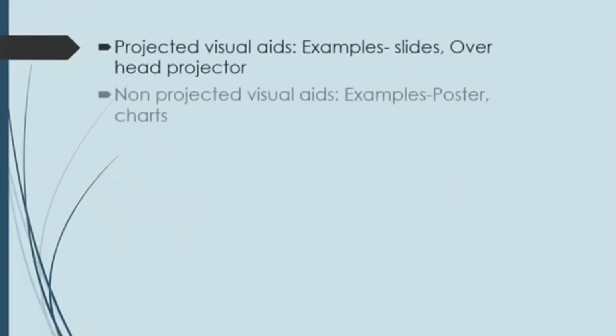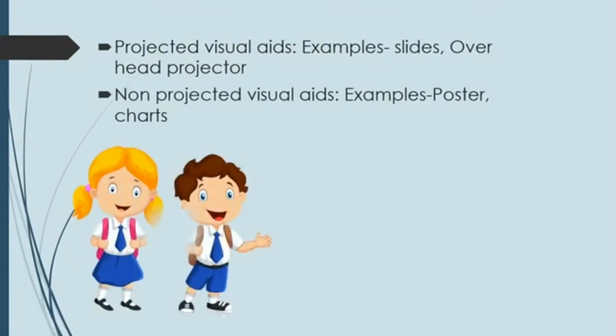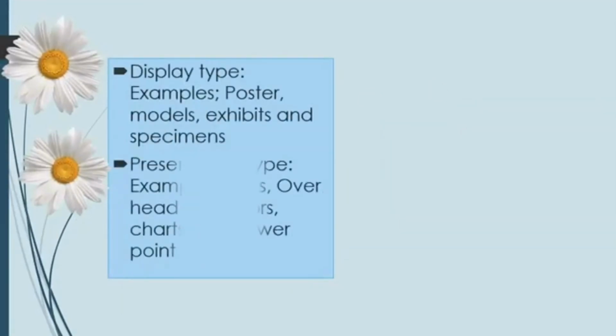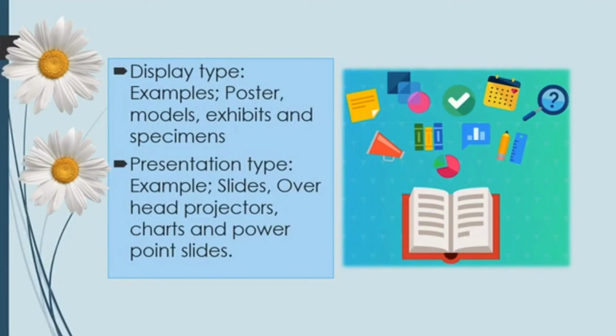There are four types of visual aids. The first one is the projected visual aids. Examples are slides and overhead projector. The second one is the non-projected visual aids. Examples are posters, charts, and graphs. The third one is the display type. Examples: posters, models, exhibits, and specimens. The fourth one is the presentation type. Examples are slides, overhead projectors, charts, and PowerPoint slides.